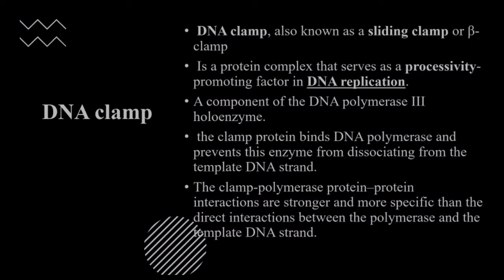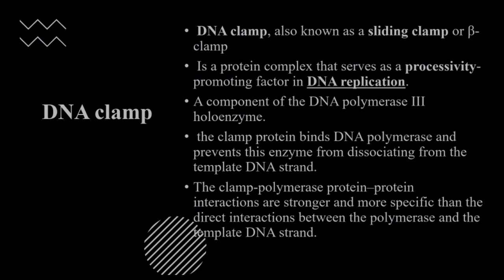Now let us learn about DNA clamp. DNA clamp is also known as sliding clamp or beta clamp. It is a protein complex that serves as a processivity promoting factor in DNA replication. It is a component of DNA polymerase III, which is a holoenzyme. This clamp protein binds to the DNA polymerase and prevents this enzyme from dissociating from the template DNA strand.